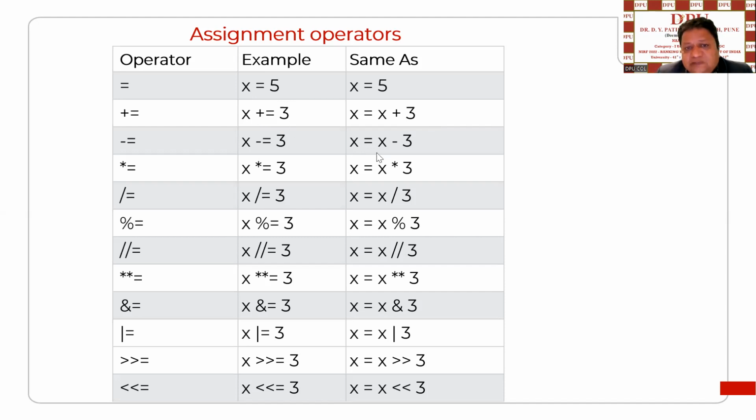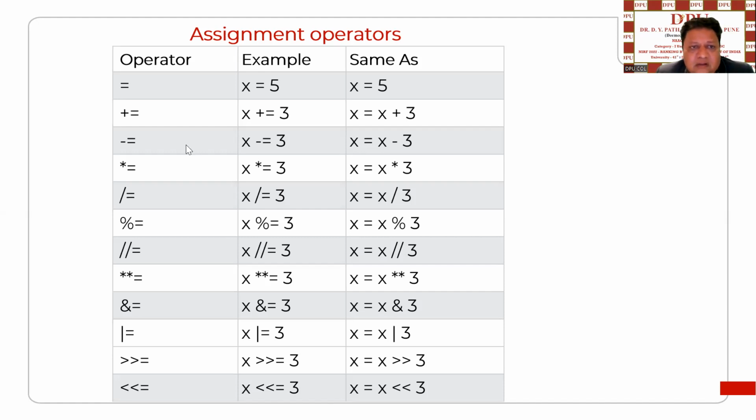Every time you don't need to specify x is equal to x plus 3, x is equal to x minus 3, x is equal to x into 3, x is equal to x divided by 3, x is equal to x modulus 3, x is equal to x floor division 3. So this is how we can use the operators.